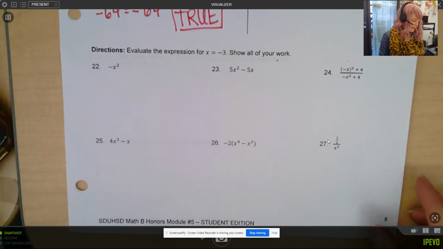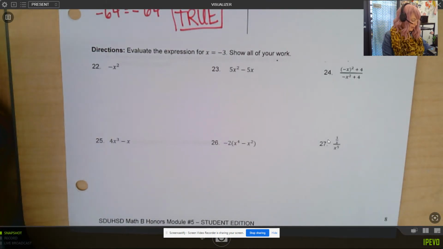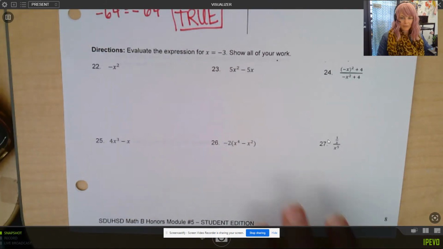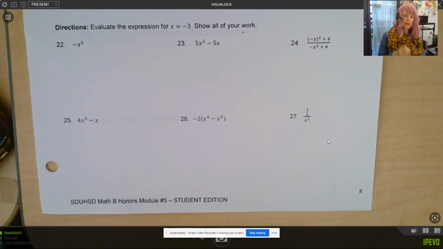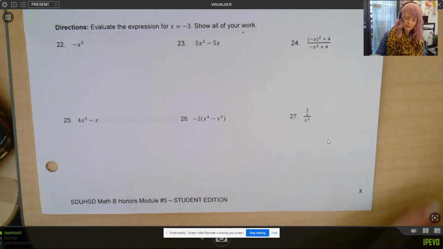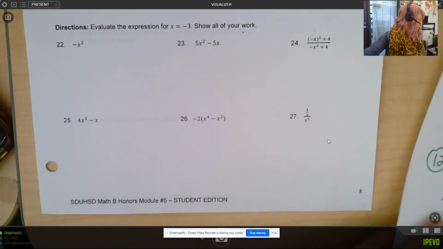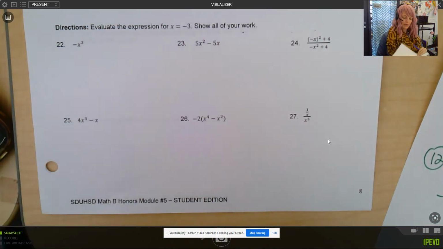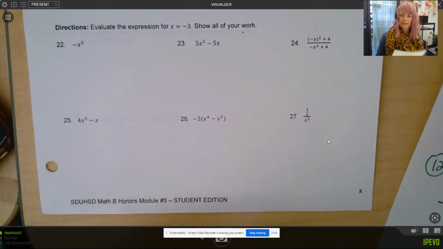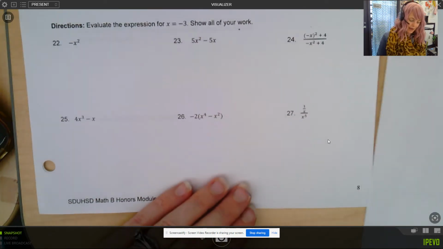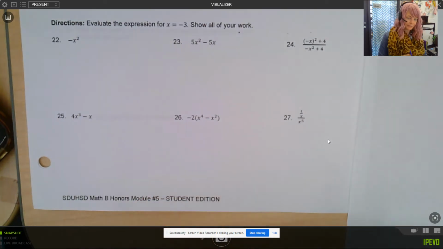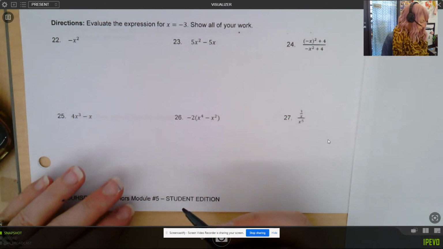The next part is asking us to evaluate the expression when x is equal to -3 and to show all of our work. This is when parentheses are really important, as is showing our work and following order of operations. If you don't have enough space, grab an extra piece of paper or the back of a previous page, and that's fine. So let's take a look at 22.